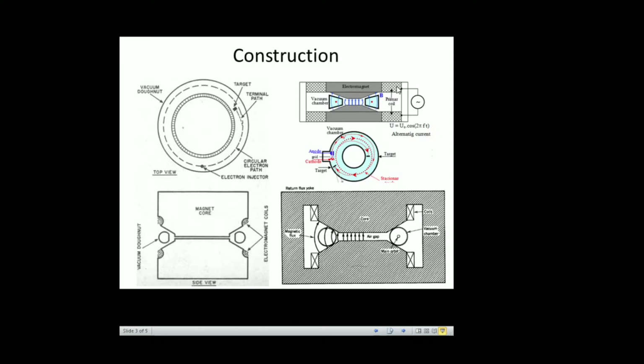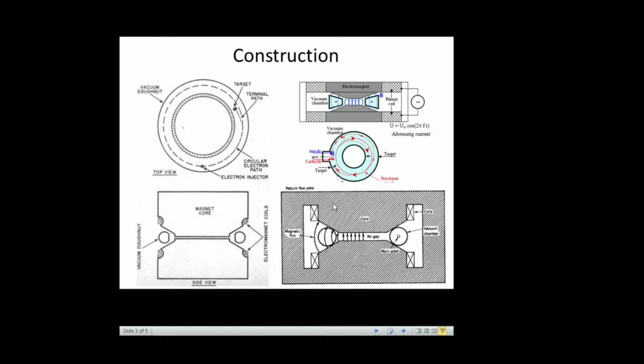So the primary, as in the transformer principle, is the primary coil surrounding the electromagnet. Because of that, a changing magnetic field is produced. So the magnetic field linked with the electron orbit changes. That is, the flux linked with the orbit changes. So this acts as the secondary coil, as a result of which an EMF is induced. This induced EMF generates a force which accelerates the electrons.